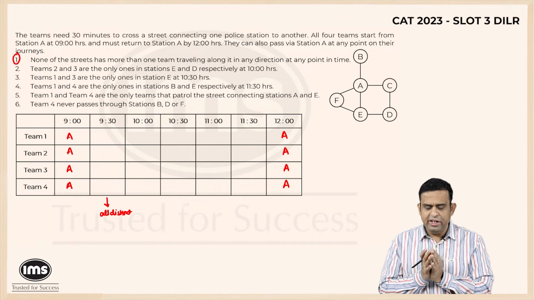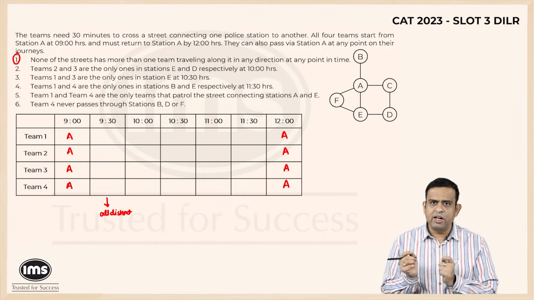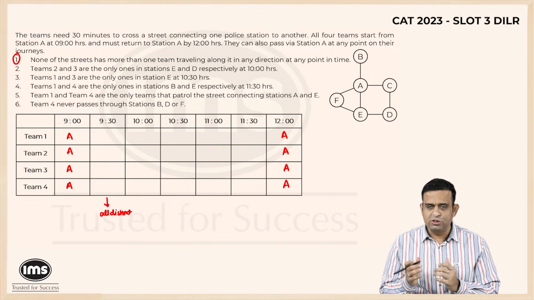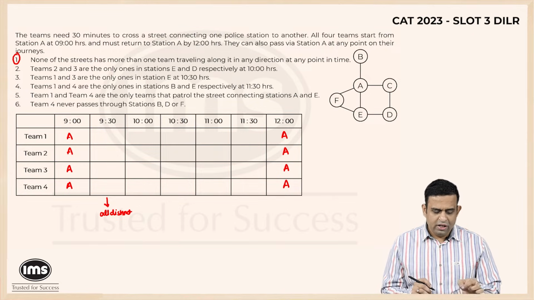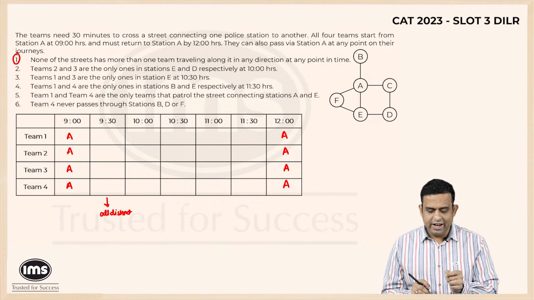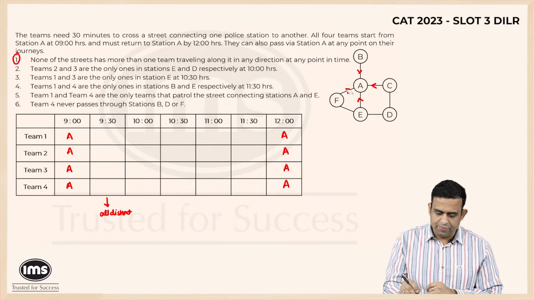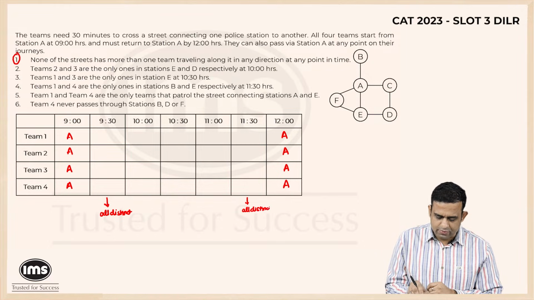Similarly, from 11:30 to 12 o'clock, all the 4 teams are reaching station A, and they have to come from different stations, because again from point number 1, none of the streets has more than one team traveling along it in any direction at any point in time. So of the 4 teams reaching station A, one will come from F, one from B, one from E, and one from C. So over here also, all these stations are going to be distinct.